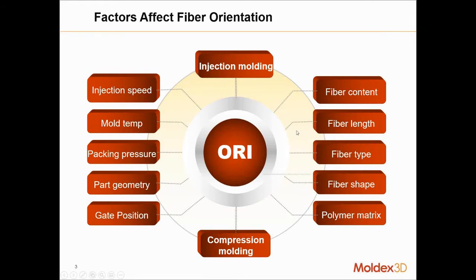But also, in addition to that, the fiber properties themselves, things like the amount of fibers, the length of the fibers, the type of fiber, so what the fiber is actually made out of, the shape of the fibers, which is actually kind of a cool analysis that we can run. We can look at the impact of the shape of the fiber, and then the actual matrix of the polymer itself, so how those fibers are interacting with the polymer matrix is extremely important.